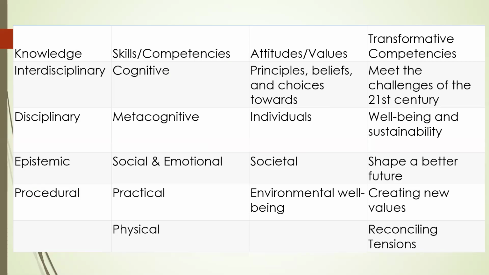The third one is knowledge that is epistemic. It is a social and emotional skill. Epistemic means relating to knowledge or to the degree of its validation. So the skill involved is social and emotional, and attitudes and values that improve society and shape a better future. Procedural knowledge and skill or competency are practical and physical. Practical is for environmental well-being. For practical, the competency developed is creating new values, and for physical skills, reconciling tensions.